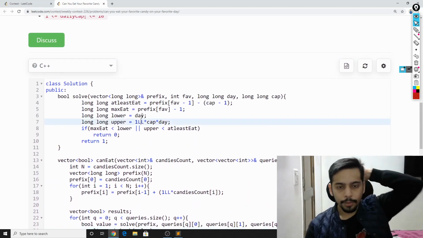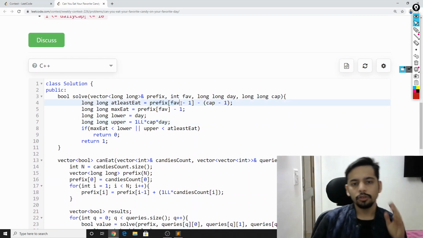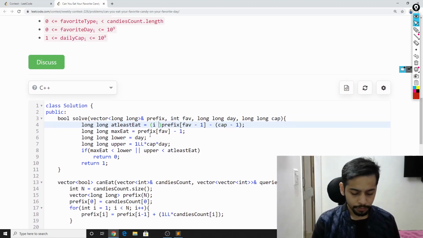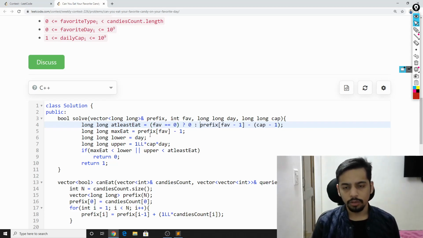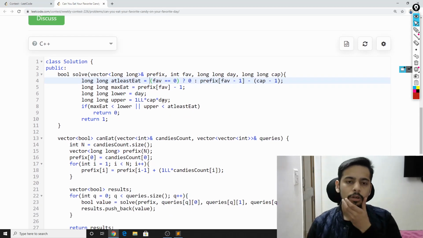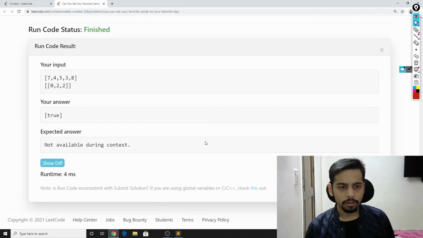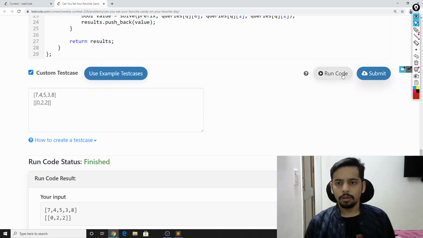If I go up, then I see that okay, I've used prefix at fav minus 1. What if fav equal to 0? Ah, okay. So if fav equals 0, in that case, use 0, otherwise use this value. Similarly, I guess now it should run. Okay, that was dumb of me. No worries.